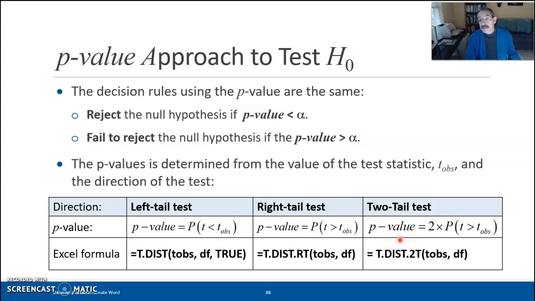And if you have a two-tailed test, then you multiply the probability to the right times 2, because you need to consider the probability on both tails. And again, I put the Excel formulas in case you want to calculate the exact p-value.